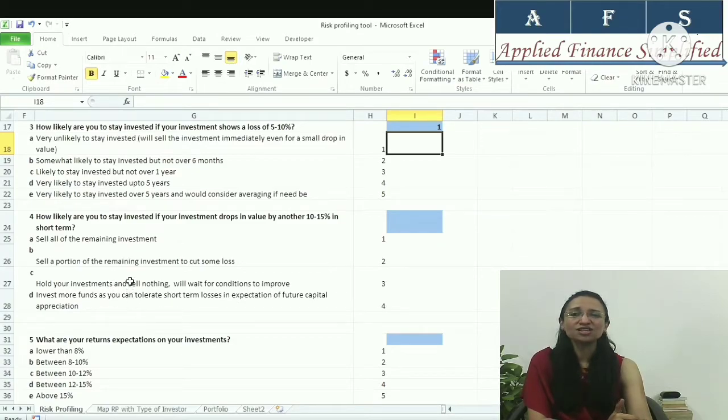So Mr. Raj is a person who would have sold all the investments at the first sight of loss. So this question does not apply to him. So you would score him 0 here.